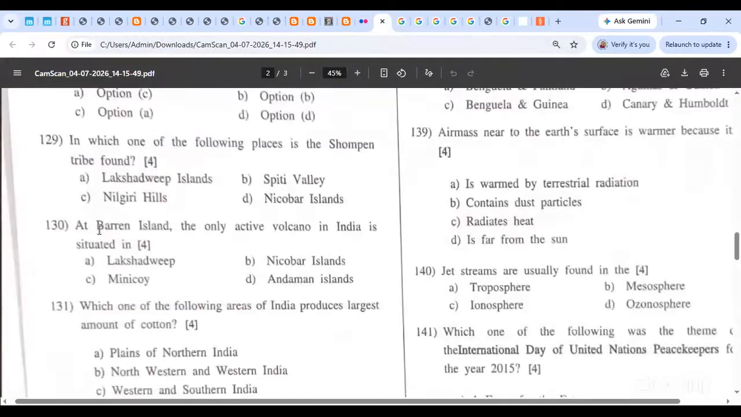Good. Here we are. At Barren Island, the only active volcano in India is situated in Lakshadweep, Nicobar Islands, Minicoy or Andaman Islands. Okay, we are looking at the various islands. Barren Island is in Andaman and Nicobar Islands. Now you have to figure out whether it is Andaman or Nicobar. You know clearly that Barren Island lies a little in the Andaman Islands. There is nothing over there of that sort of thing.